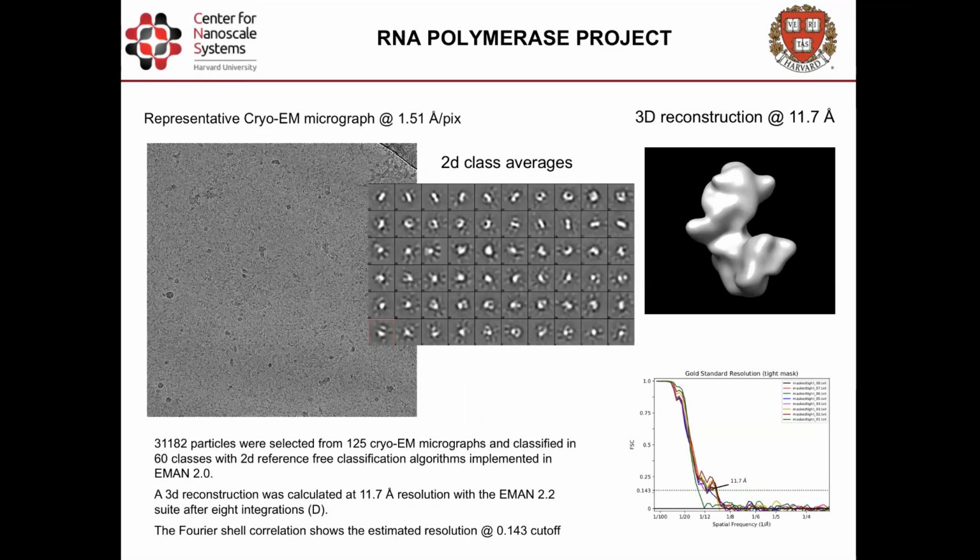And two single particle projects we did at CNS. This is the RNA polymerase project. This was done with the CCD camera. It took like a week. It took like 125 images, 30,000 particles, and you get 11 angstrom resolution without a problem. What you need is really a well-purified protein.